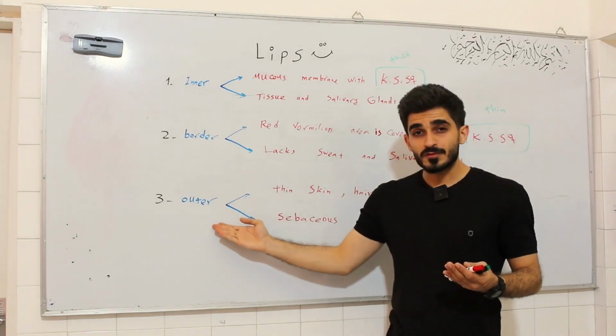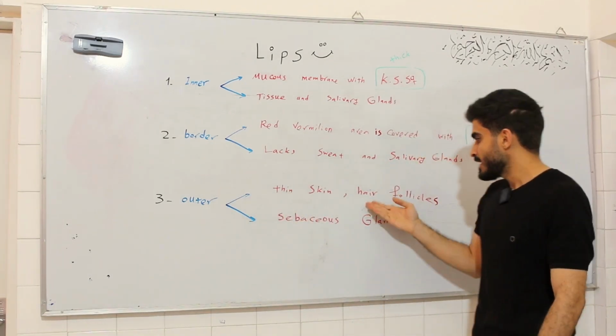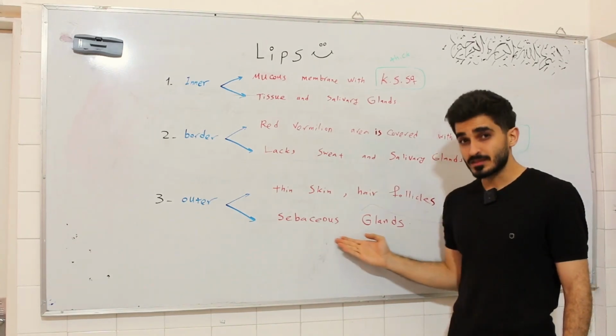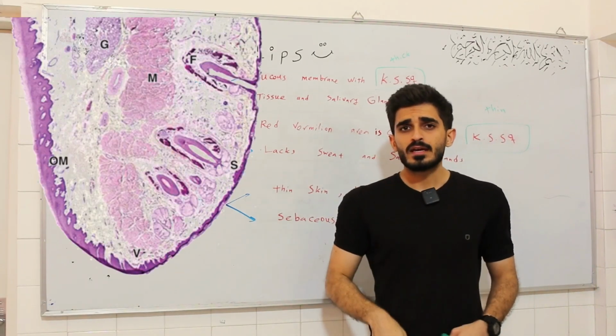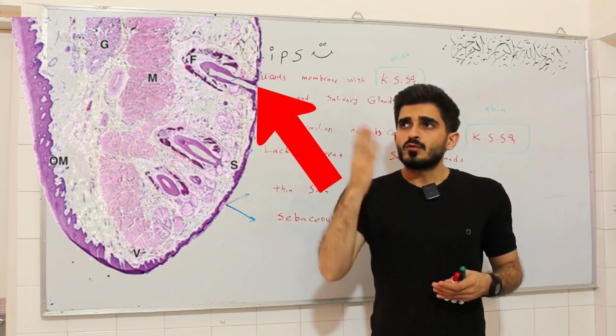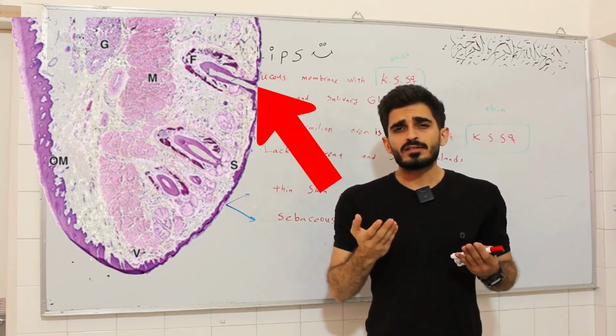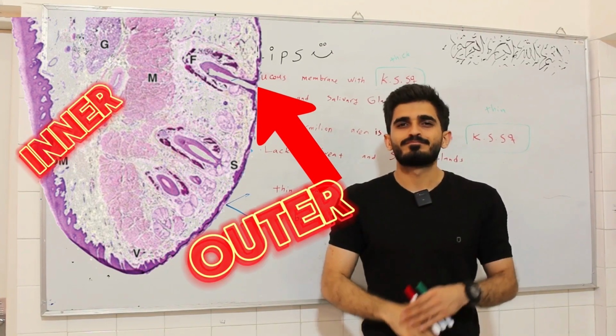The outer surface has thin skin with many sweat glands, hair follicles, and sebaceous glands. As you can see in the diagram, this protrusion is the hair follicle, which helps us identify that this is the outer part of the lip.